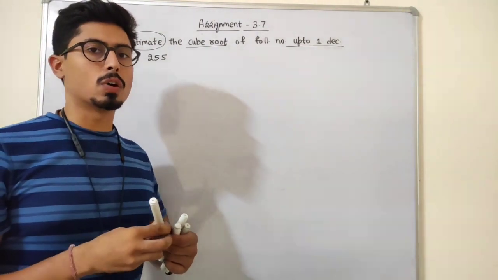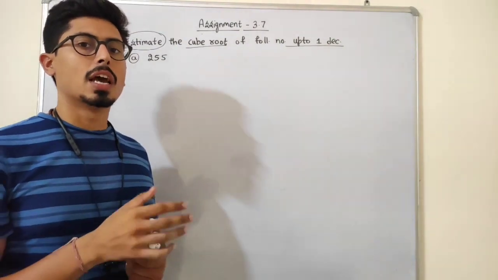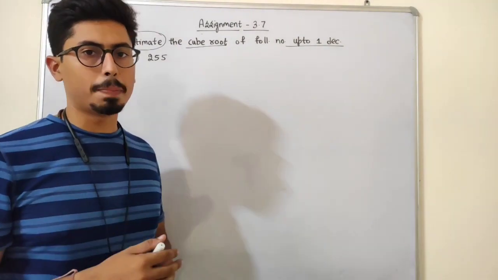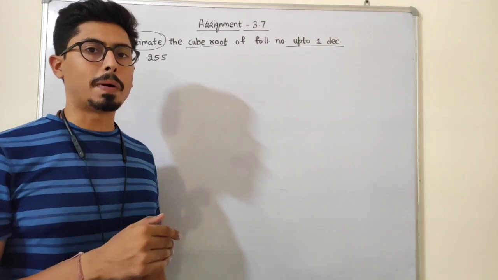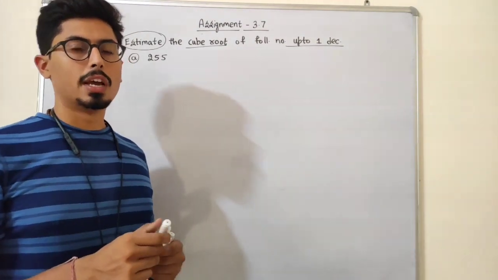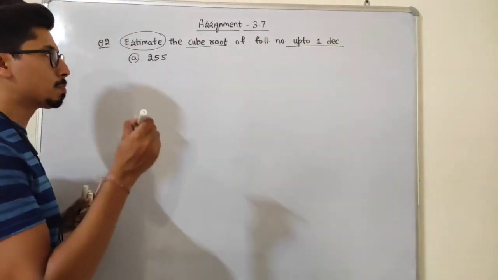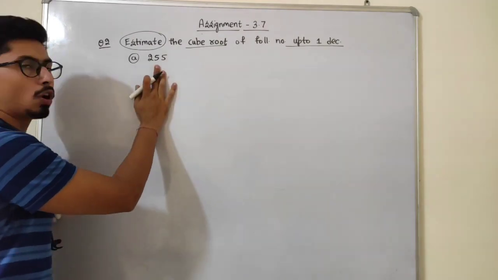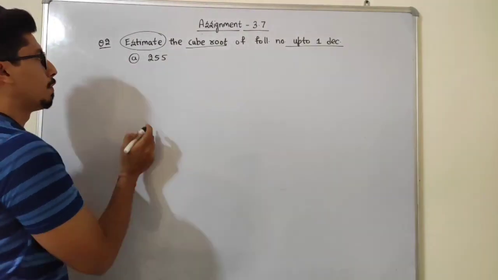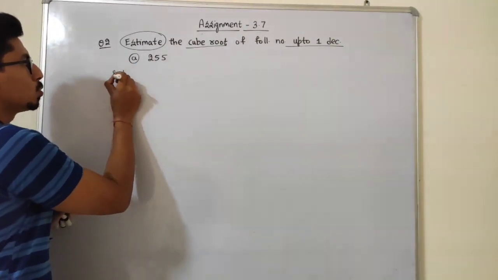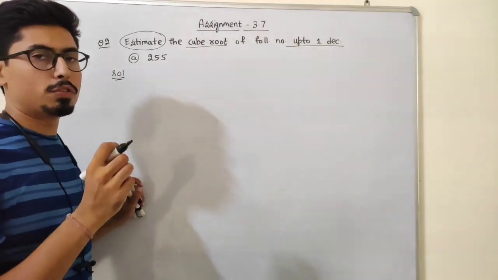Now in question number two also, it consists of 6 parts. I'm going to discuss only parts 2 and 3 with you, and the rest of the parts you have to do yourself, students. Okay. So in question number two, the first part is: estimate the cube root of 255, students.